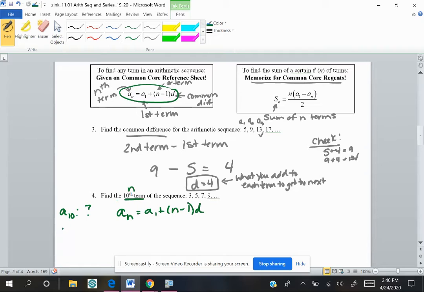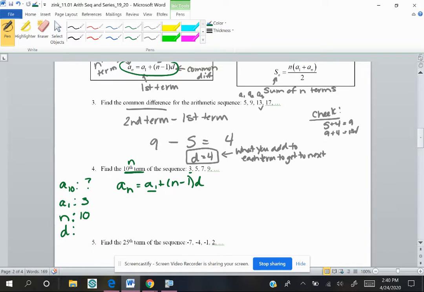I don't know what that is. That's what I'm looking for. For this formula, I need to know a sub 1. So that's my first term. I need to know n, how many terms I'm talking about, and I need to know my common difference. So my first term is going to be 3, because that's the first one that we start at. N is going to be 10, because we're looking for the 10th term. And D, our common difference, we want to know what we're adding to each number to get to the next. So to do that, take your second term, subtract your first, which gives me 2. So 5 plus 2 is 7, 7 plus 2 is 9. That seems to check.